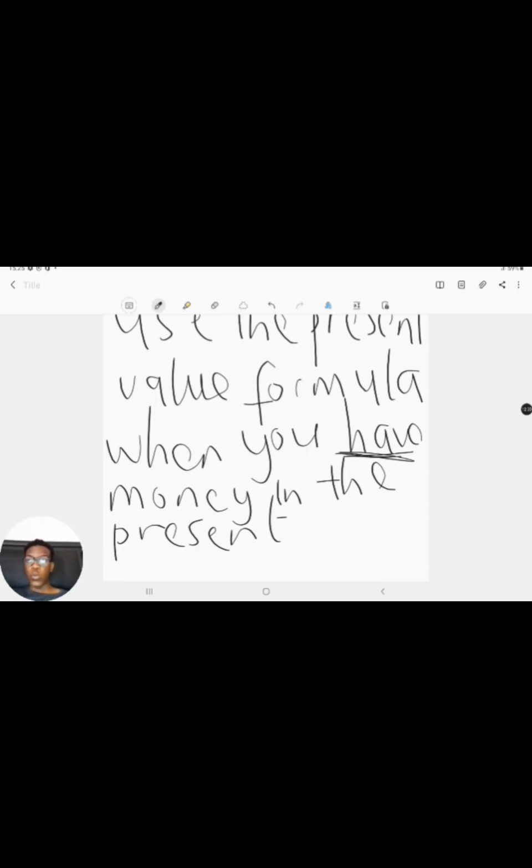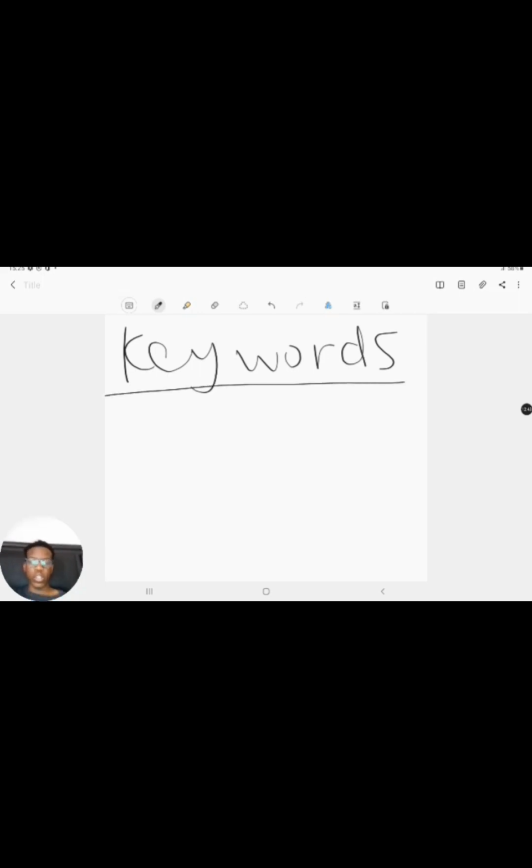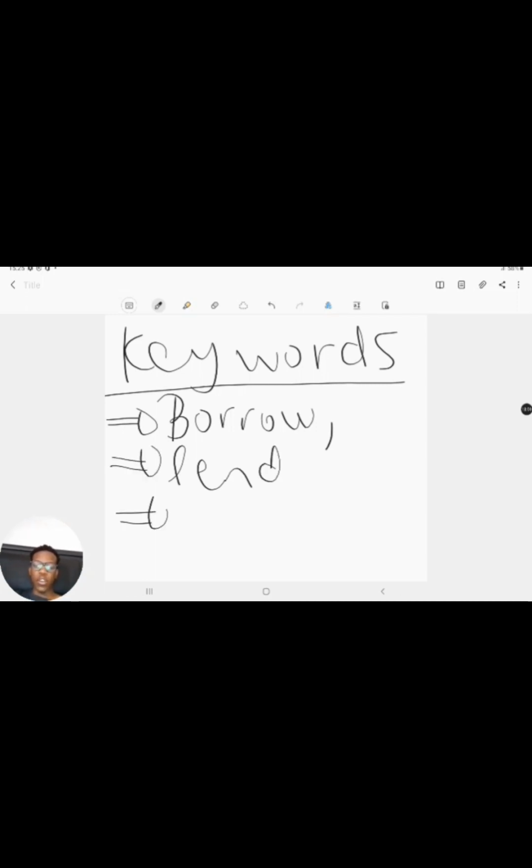So when you get questions like a bank loans you 100,000, or you want to buy a house today and you borrow, the keywords are words like borrow, lend, loan. This list will not be exhaustive. I will not list all the keywords, but with practice this should become intuitive. You should know the kinds of words they use to indicate that you're going to receive money today.